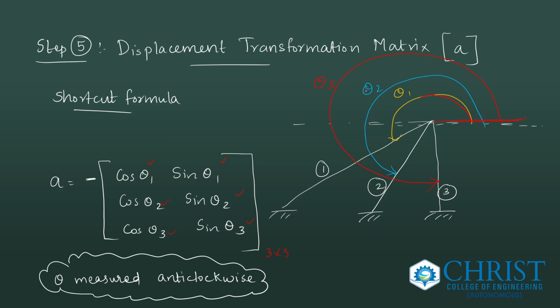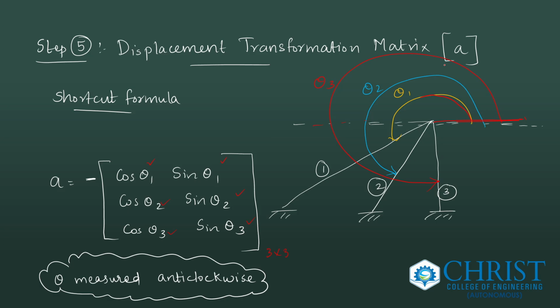And from that, similarly, I draw theta 2. Again, I draw theta 3 to the truss element. It is the angle measured from the horizontal to the truss element in the anti-clockwise direction. So this is a horizontal line, and I measure it anti-clockwise to the truss element.